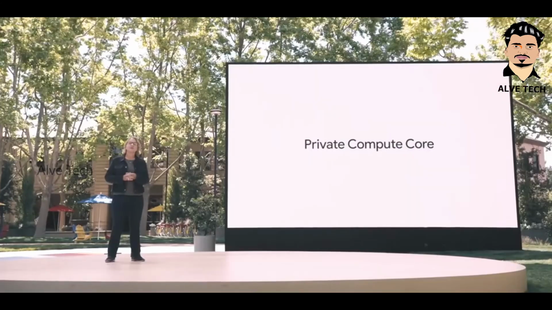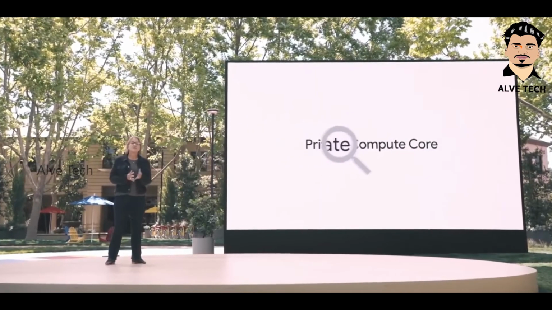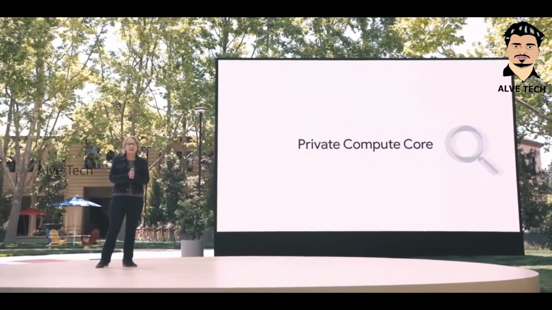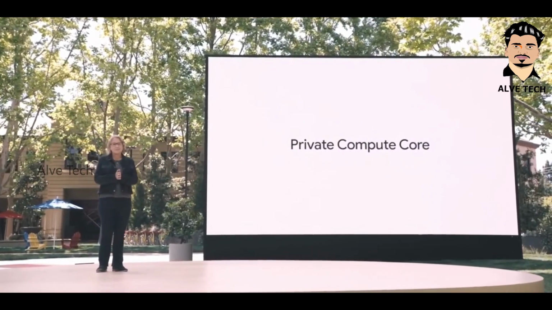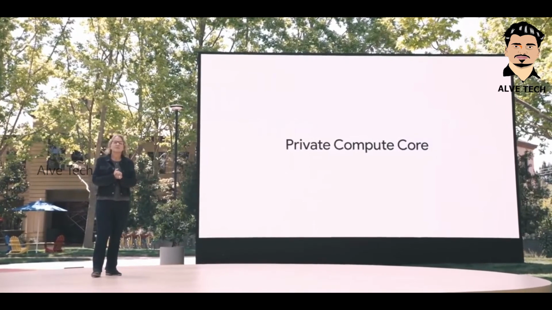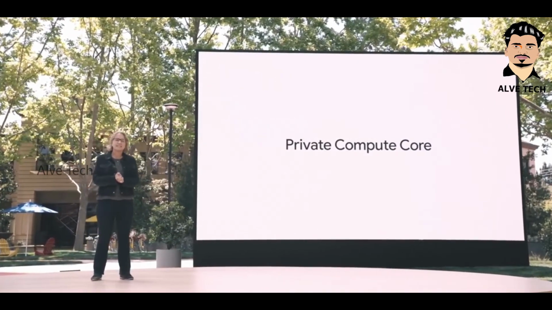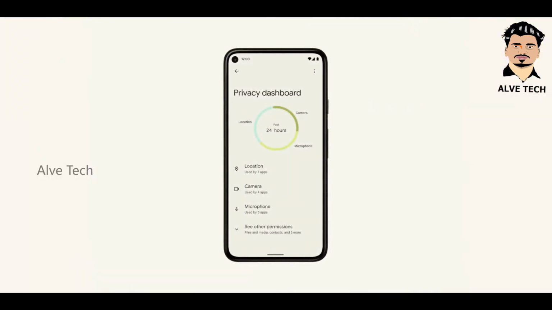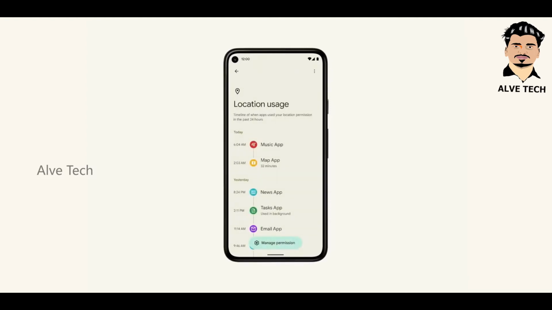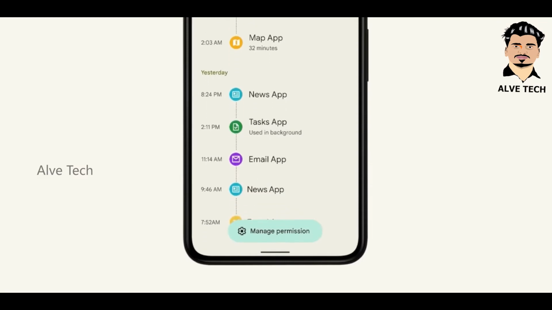First, Android 12 brings private compute core, which will be a separate partition in the OS that will store personal info gathered from features like now playing, smart replies, etc. on the device itself. Android 12 is also bringing a new privacy dashboard, as you can see, which will show you the number of times apps have accessed the camera, mic, and location in the last 24 hours. It'll also show you this timeline of which apps have accessed these permissions and when.